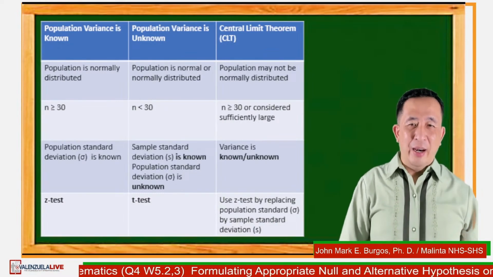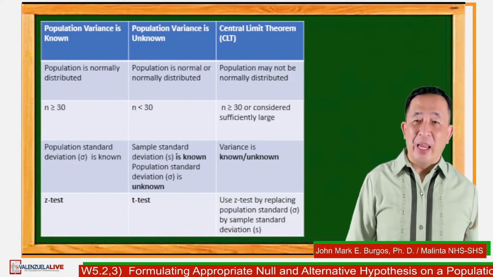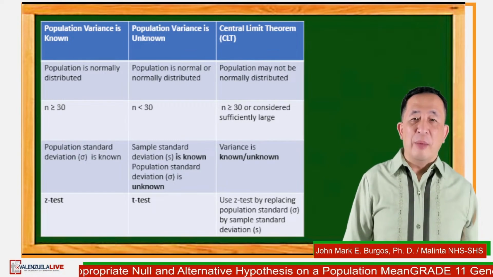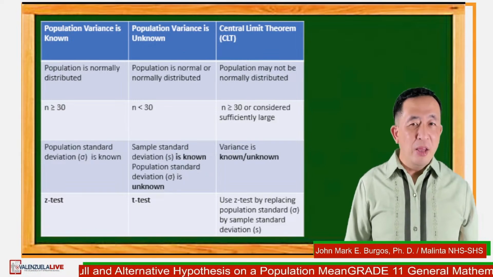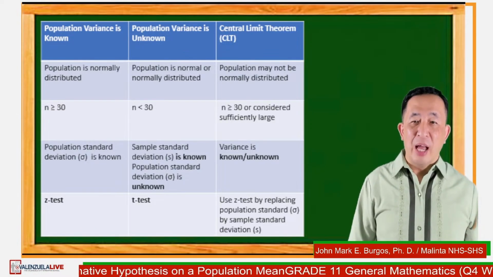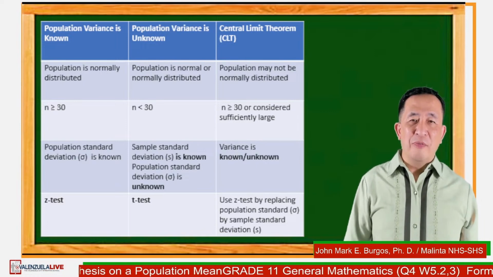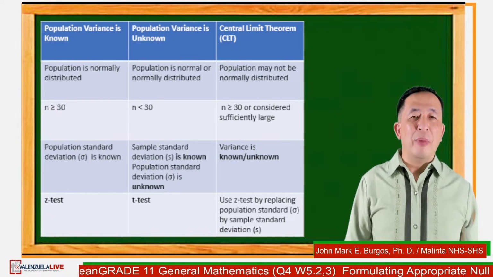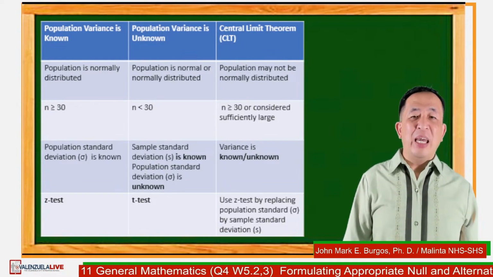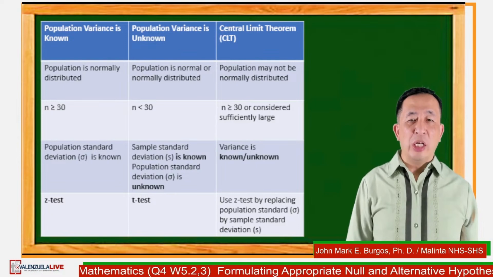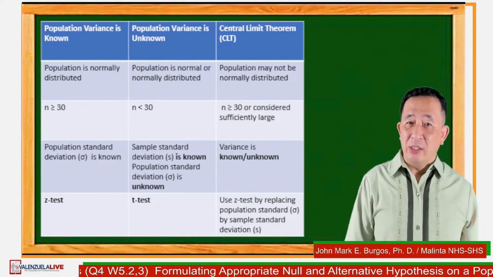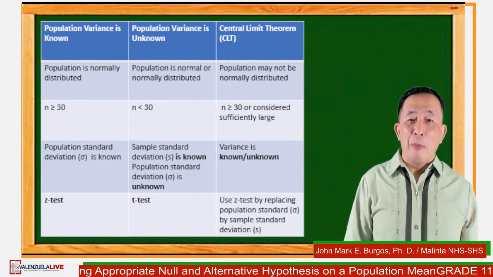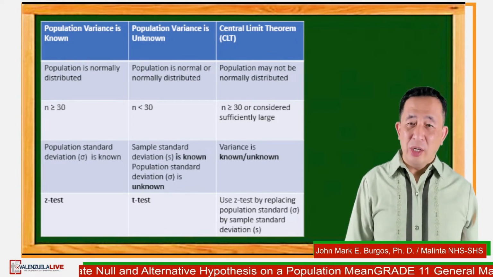We have here the table of differences between the population variance, which is known, the population variance, which is unknown, and the central limit theorem. If the population variance is known, the population is normally distributed. If it is unknown, the population is also normally distributed. And in the central limit theorem, the population may not be normally distributed.